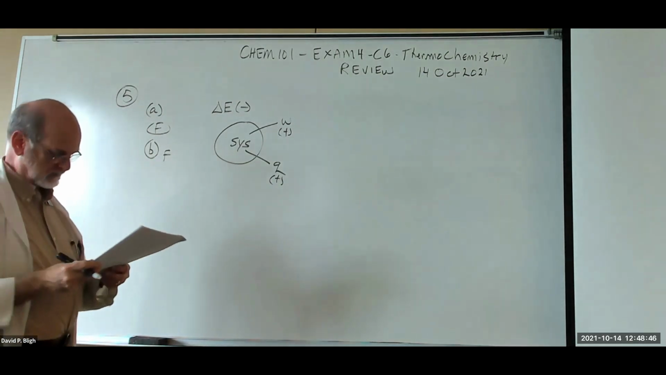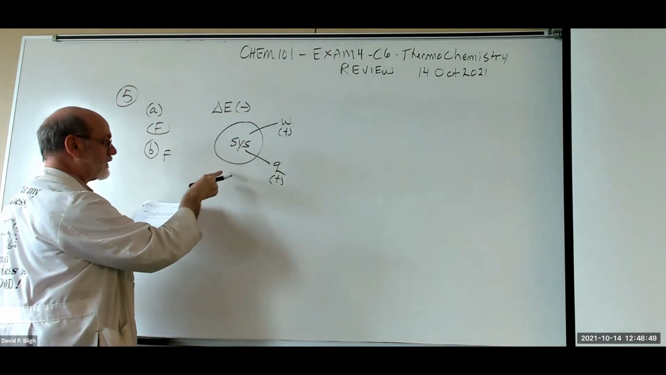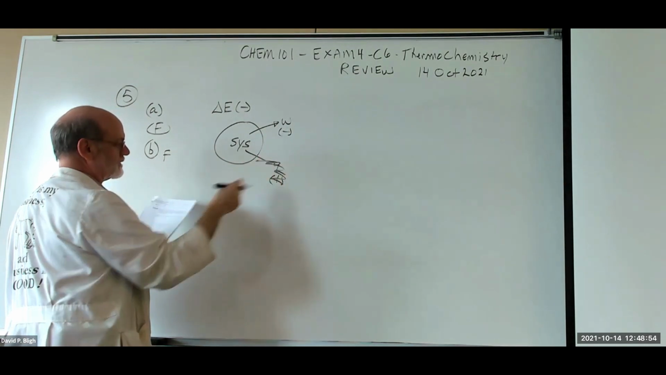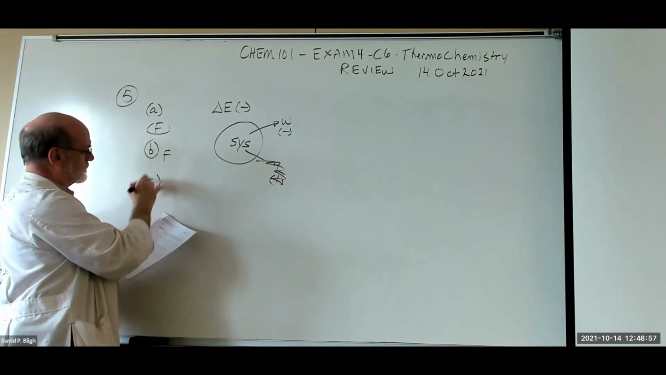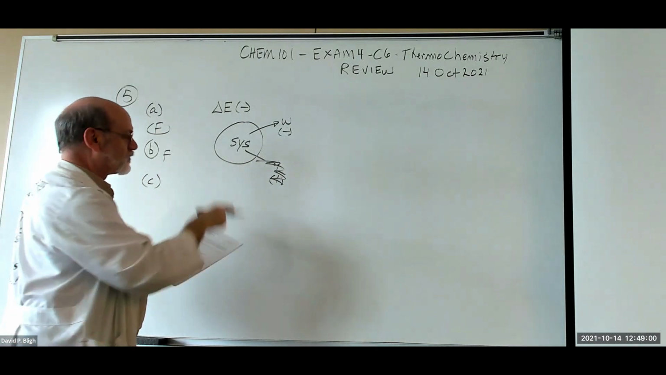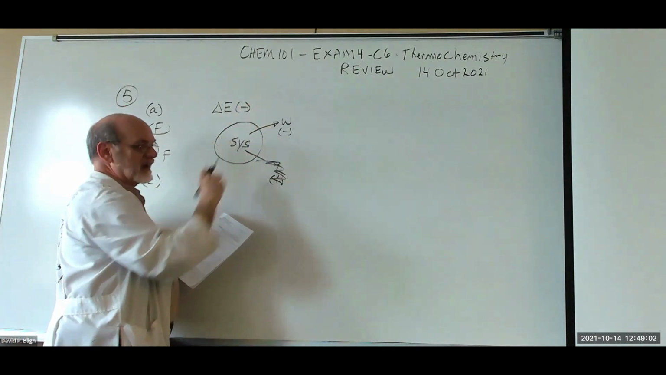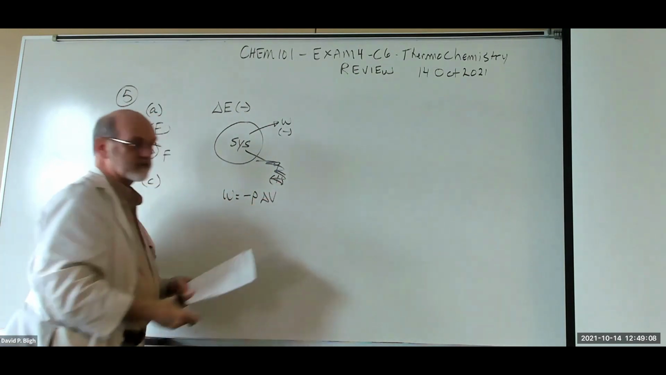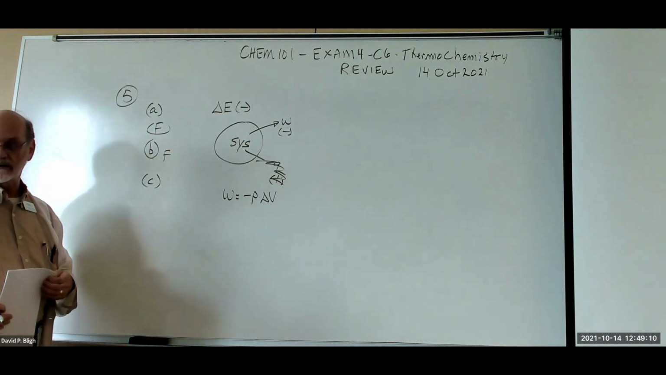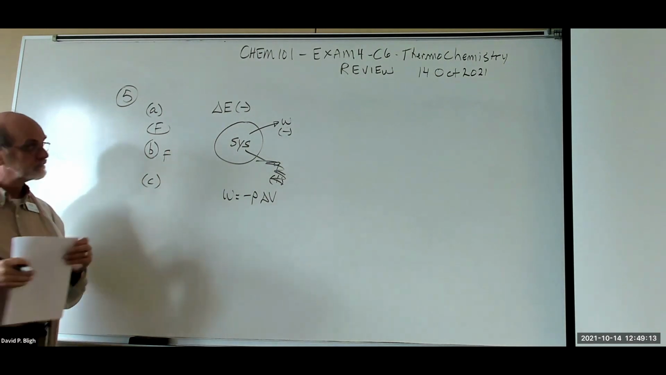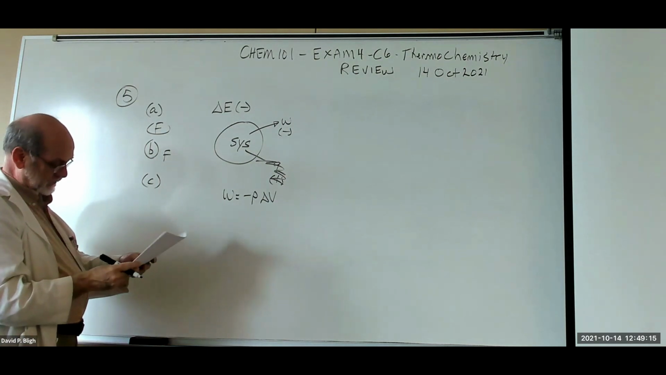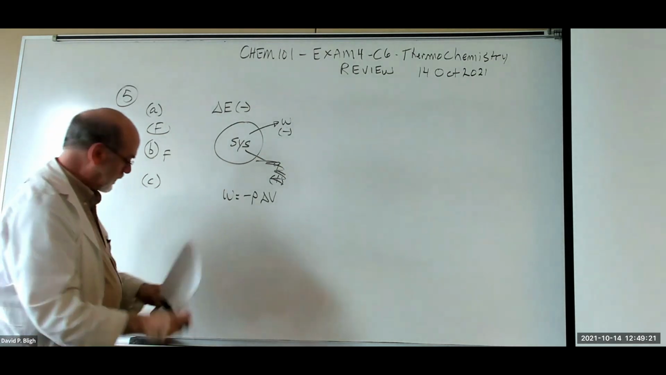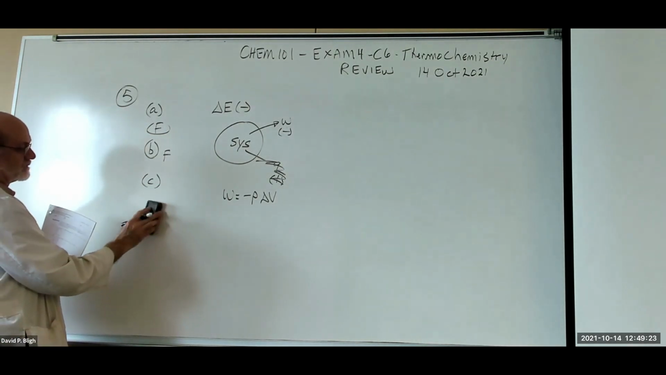That's the definition. The system does work on the surroundings. And that's not entered into it for C. It does work on the surroundings when the gas expands against a constant pressure. Work equals negative P delta V. That's true. That's the definition. So if that one's true, D and E can't be right either. All statements are true or all statements are false. So it has to be C.